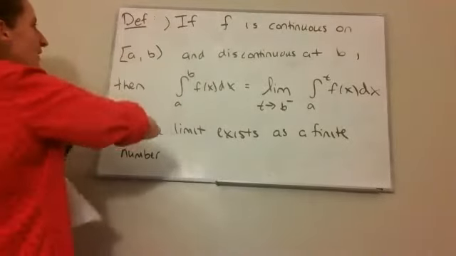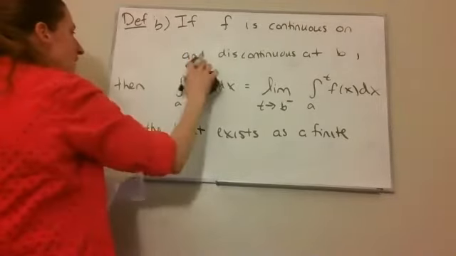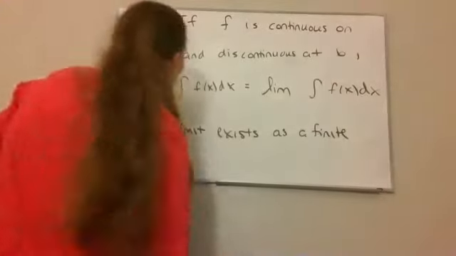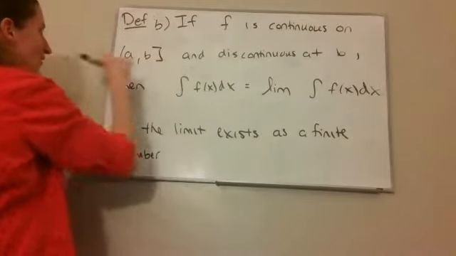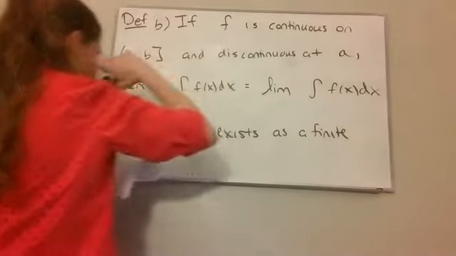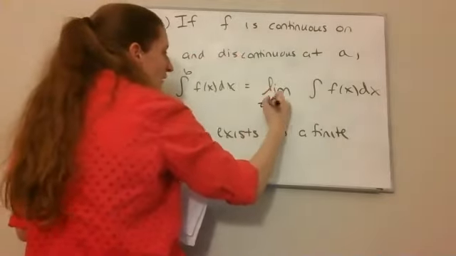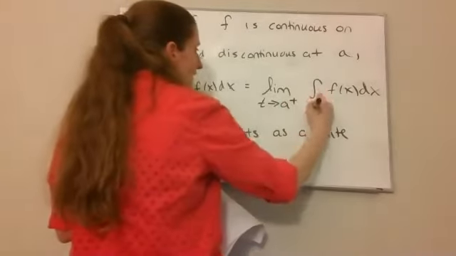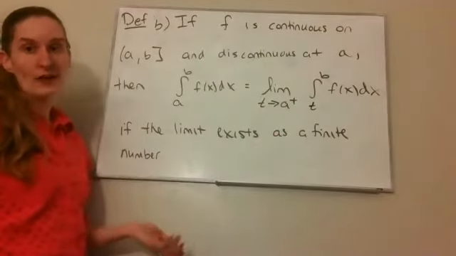For part B, if your function is continuous on the interval a to b, this time not including a, so we're discontinuous at a, then the integral from a to b of our function is equal to the limit as t approaches a from the right side of the integral from t to b, provided the limit exists as a finite number.